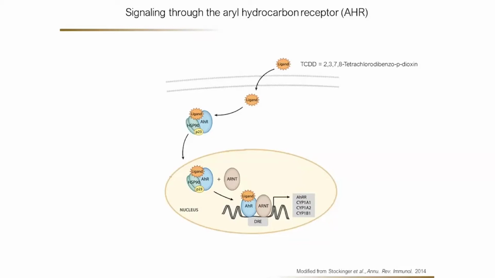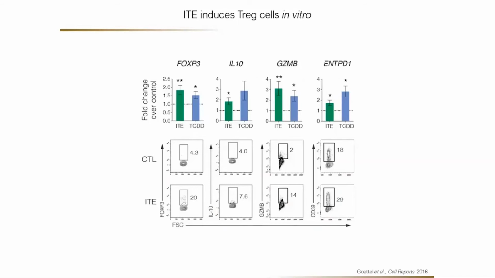I'll introduce that in a second, but first I wanted to give you a comparison between ITE, this new endogenous ligand, versus TCDD. TCDD is the control. We know that it induces regulatory T cells. Here in the green, you're seeing that ITE upregulates the expression of FOXP3 and other Treg associated proteins and transcripts, including IL-10, granzyme B, and CD39. So it looks like this could be a viable option compared to TCDD. And the important thing about ITE is that it's non-toxic, so if it did work, potentially it could be used as a therapeutic.